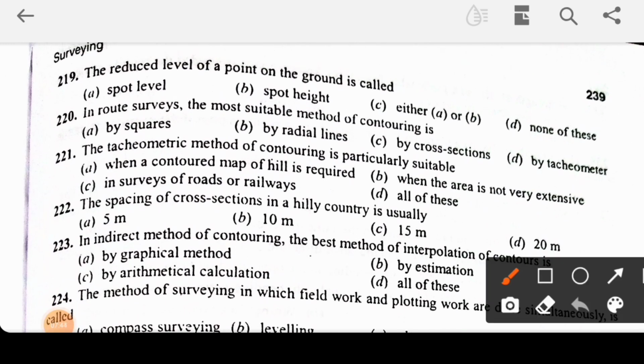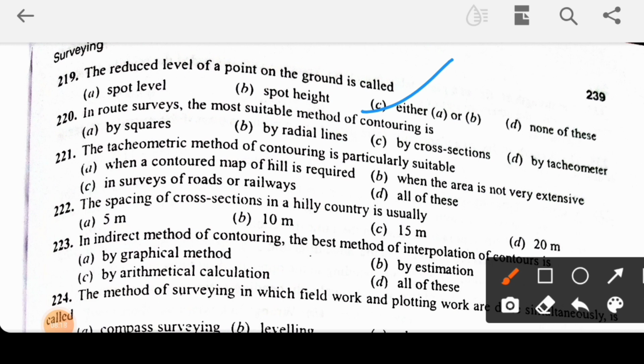The reduced level of a point on the ground is called slope, spot level, spot height. Either A और B. A भी हो सकता है, B भी हो सकता है। A और B दोनों में कोई भी आंसर हो सकता है। यहाँ पे करेक्ट आंसर C, either A or B.